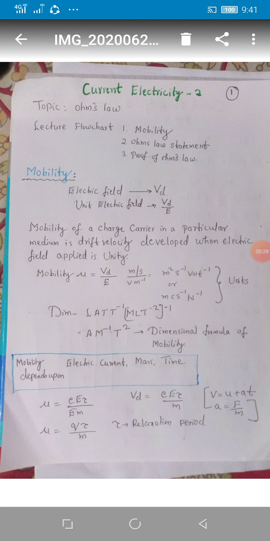Remember, student, revision means analyzing it without seeing the book, without seeing the notes. You should analyze. So, do you remember what drift velocity is? I am just reminding you again.